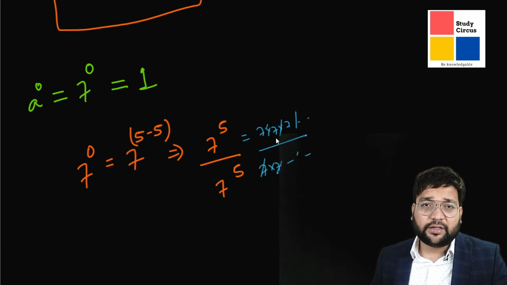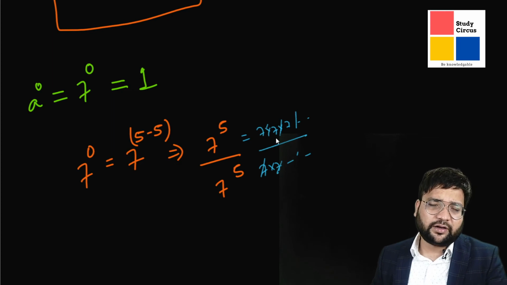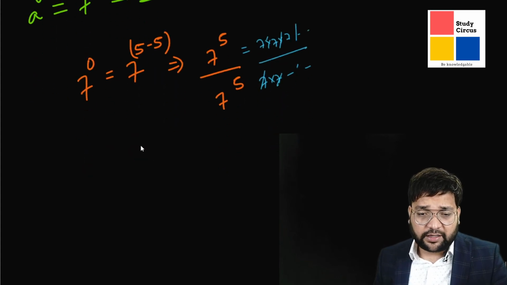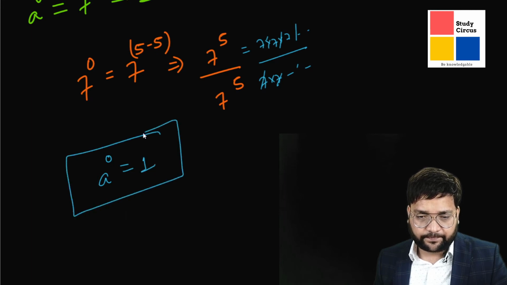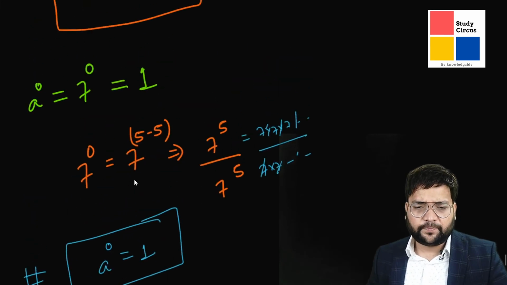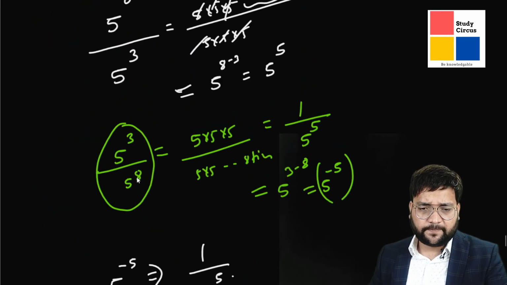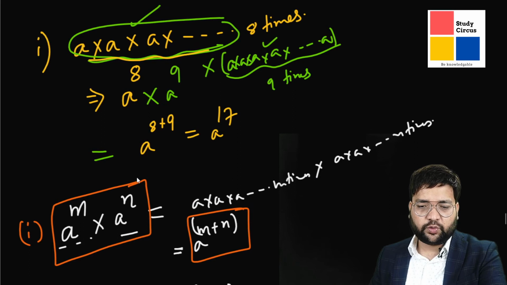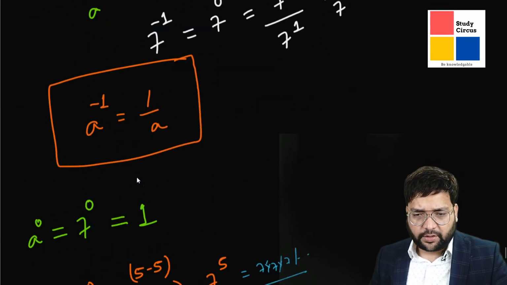So this is true for any number. Instead of 7, if I had taken a or any random number, the same would happen. So any number raised to the power 0 is 1. This is also one piece of information. These two properties, a to the power m by a to the power n is a to the power m minus n, and the first one was this. Now let's see the next one.